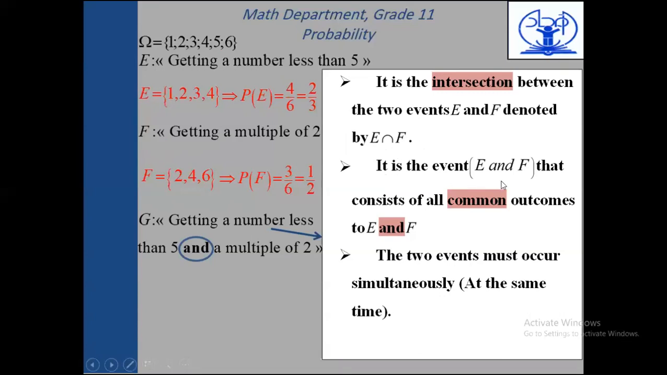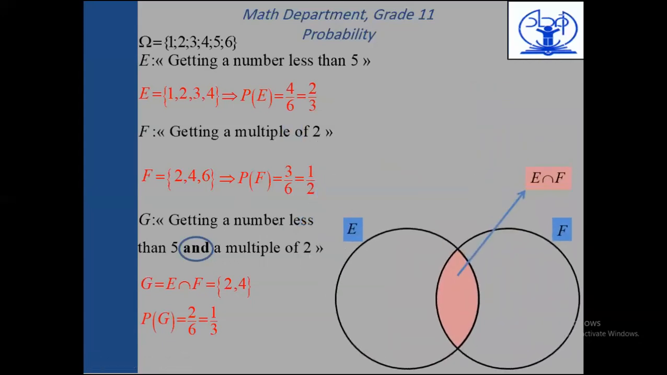So it's the event E and F that consists of all common outcomes, the outcomes that satisfy both E and F at the same time. So the two events here must occur simultaneously. The outcomes that satisfy both E and F at the same time are 2 and 4. And consequently, the probability of G is 2 over 6, which is 1 over 3. As we said, events can be represented the same way we represent sets. And here, the common region where the two sets overlap, the shaded region, is the intersection of the two events.